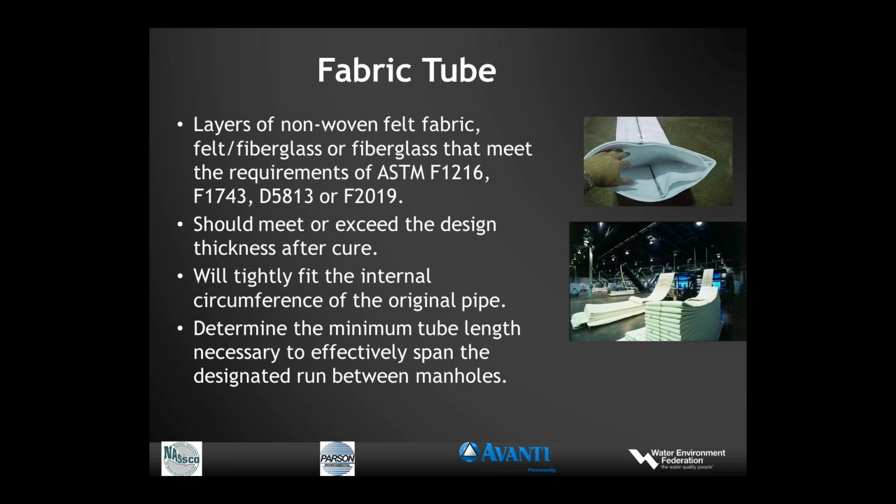The fabric tube itself can be a non-woven felt fabric. It can be a felt fiberglass. It can be just fiberglass, or it can be a carbon fiber felt combination. It can be a number of things, but should meet the requirements of ASTM F1216 for inverted cured-in-place pipe, F1743 for pull-in cured-in-place pipe, or F2019 for pull-in light cure cured-in-place pipe. The D5813 is the material specification for all cured-in-place pipe. Once the resin is added and the product is cured, it should exceed the design thickness. It should fit tightly around the internal circumference of the original pipe.